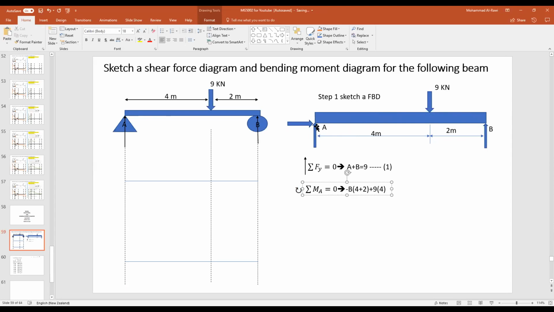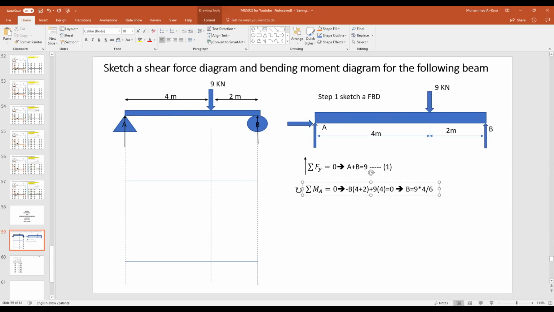Anything else? No, because at that point there are support reactions. Both of them actually pass through point A, so I don't need to take them into account. Is equal to 0. Rearranging this equation, B is equal to, so I will just make sure you can get it, B is equal to 9 times 4, all of that divided by 6. And that will give you the value.